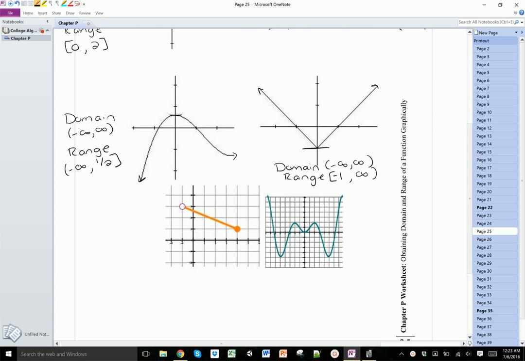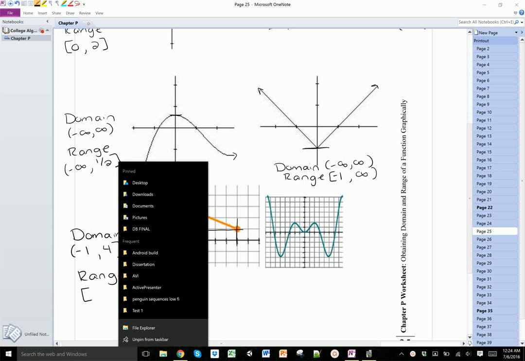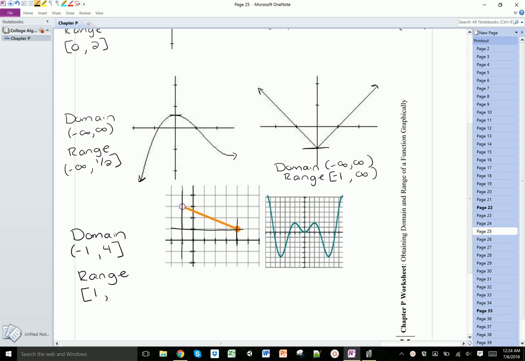Alright. Now this one, it has an open circle here at -1, so that means it is not included in the domain. So we would do -1, and then it goes up to 1, 2, 3, 4, up to 4, and does include it, so it's -1 to 4, including 4, excluding -1. And now we'll do the range. So the lowest point is at 1. It does include it, it's a closed circle here. And then the highest point is up here at 3, and it does not include it.